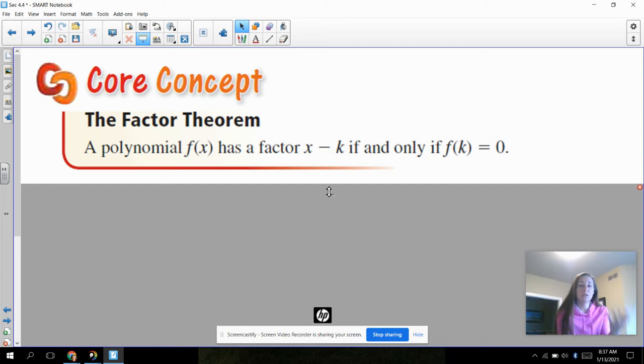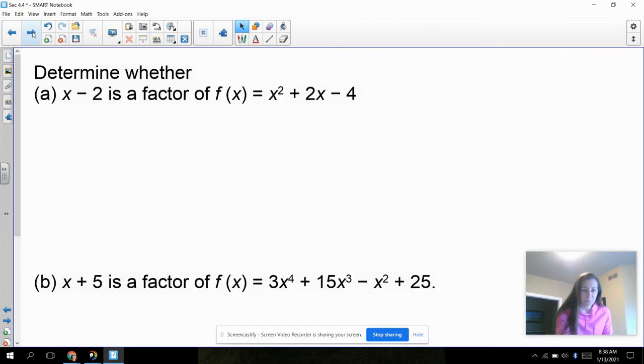So when you plug something into, right, that's what they're doing here. They're plugging k into a function. And when you do that and get an output of 0, that means that there's nothing remaining. So it goes into it evenly. That's what the factor theorem says. Again, pause if you need to, but I'm just going to go through to the next page.